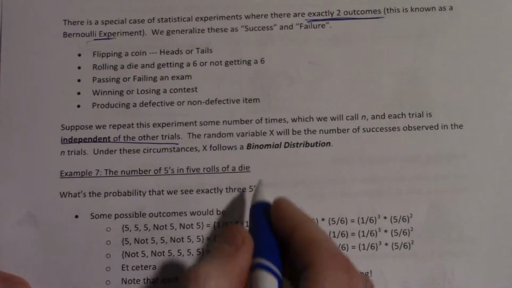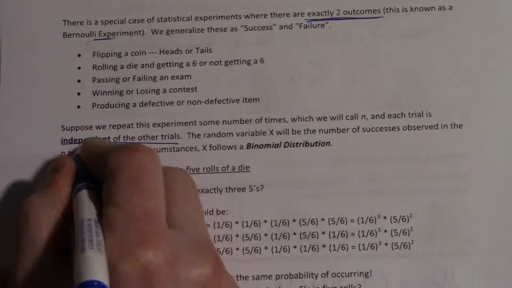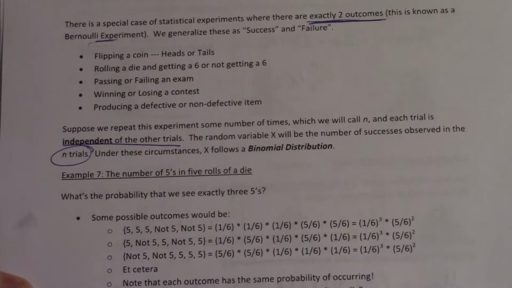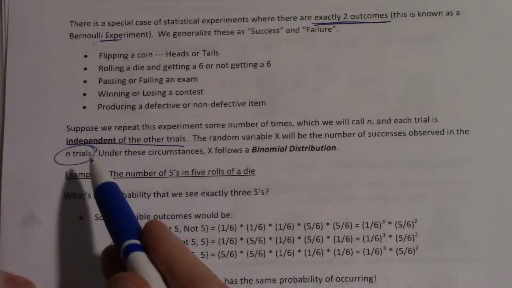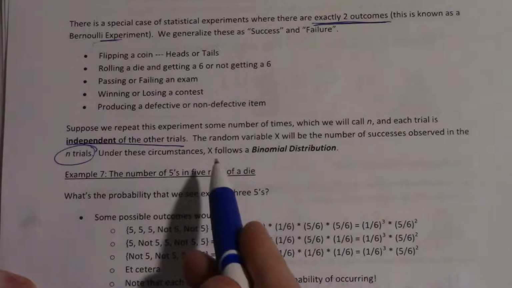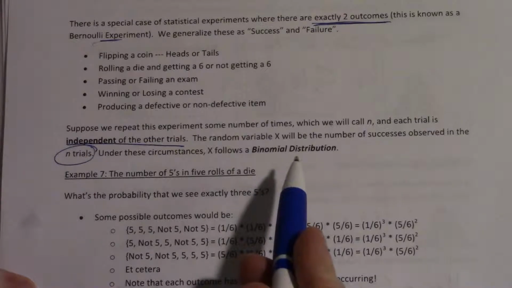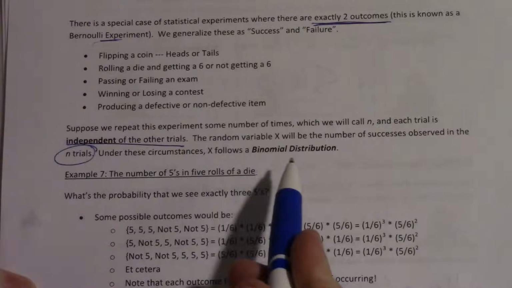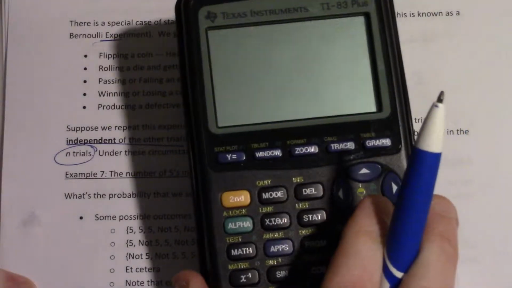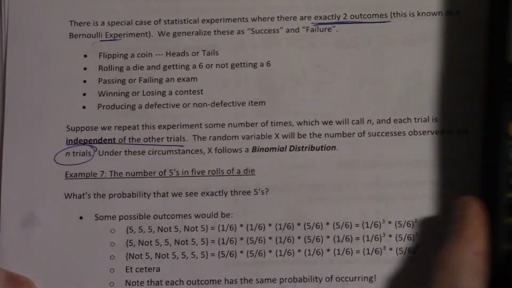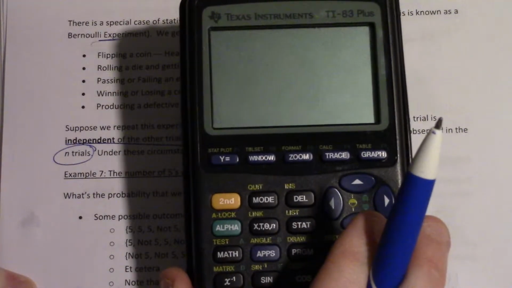trials, and more generally, you have n trials, so just some number of trials, more than one is assumed. Then your random variable, big X, follows a binomial distribution. This has certain characteristics. It makes the math easier, which means the calculator will start to do the work for us. So if you don't have a TI-83 yet, you need to get one, because we're going to use it now.